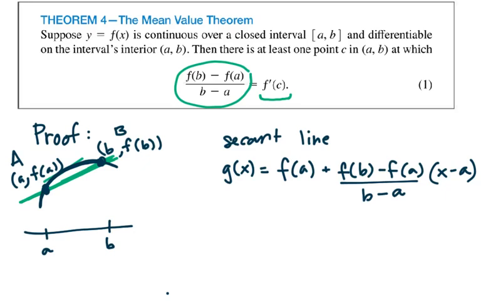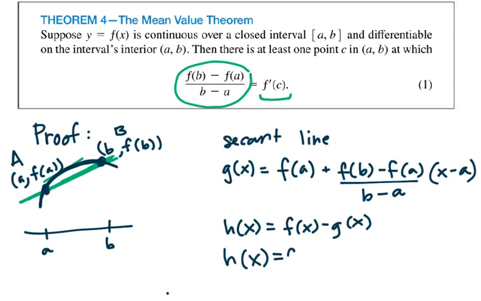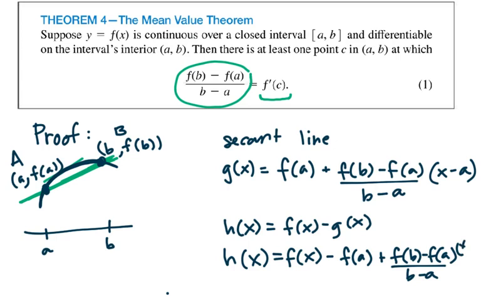And the vertical difference between the graphs of f, the curve, and g, the secant line, could be defined as h of x equals f of x minus g of x. Or we can say h equals f of x minus that part of the function we'd written up there for the secant line, f of a plus f of b minus f of a over b minus a, times, and I'm running out of space, x minus a.